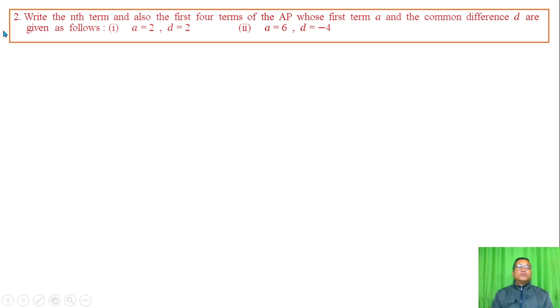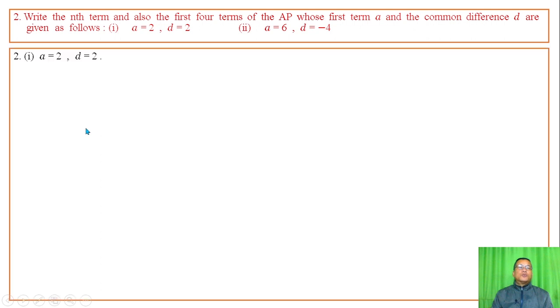For question number 2. Write the nth term and also the first 4 terms of the AP whose first term A and common difference D are given as follows. We are given the first term and the common difference of an AP, and we have to find the nth term and the first 4 terms.